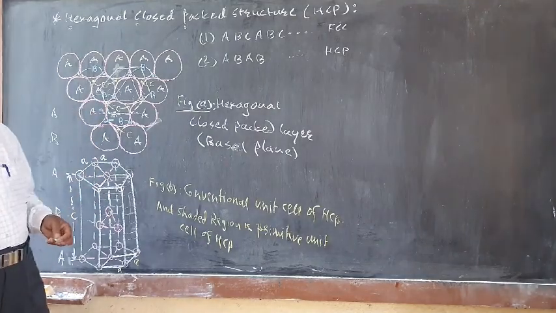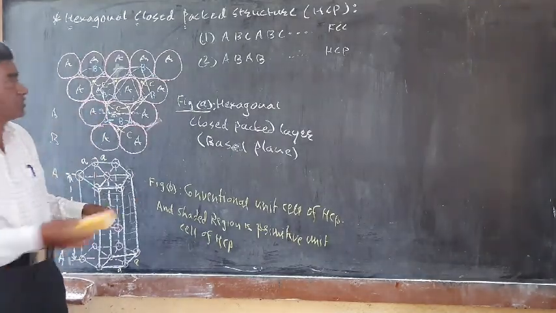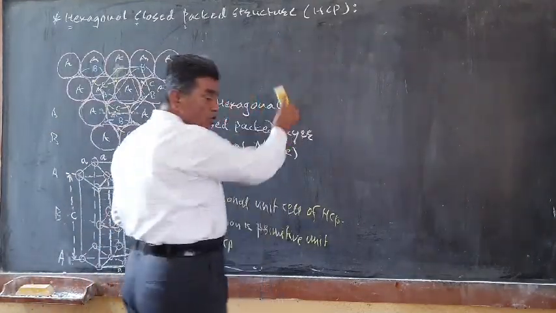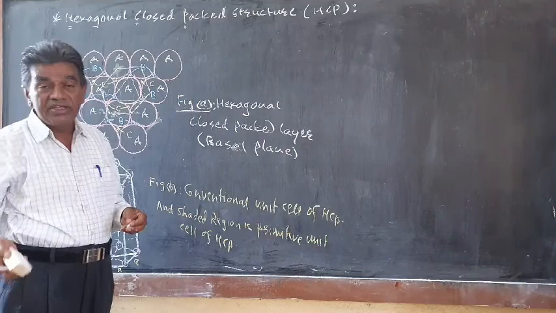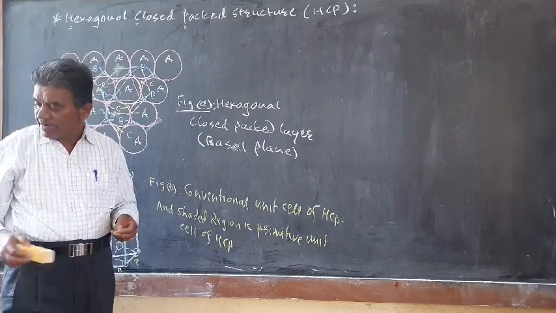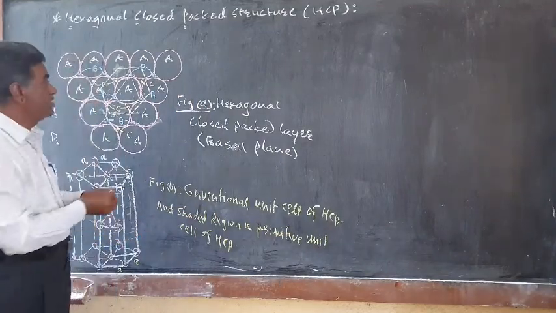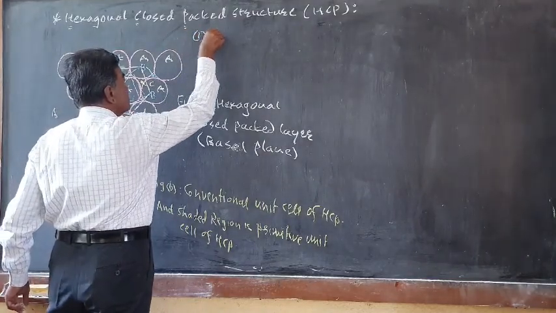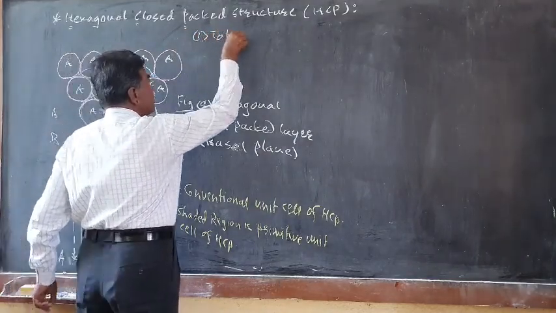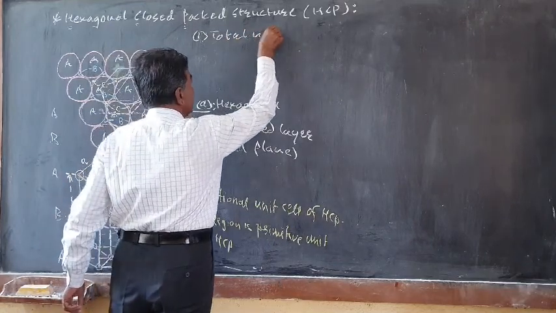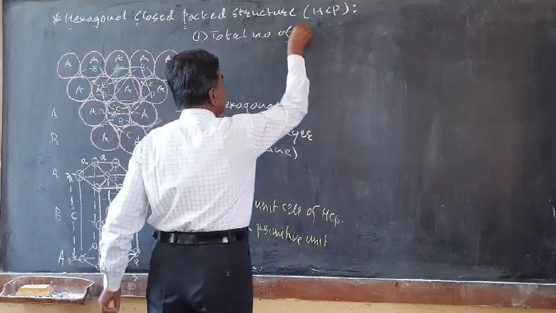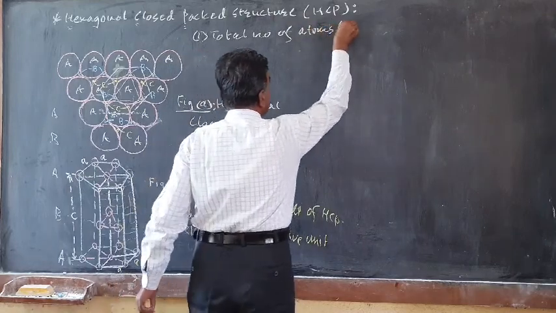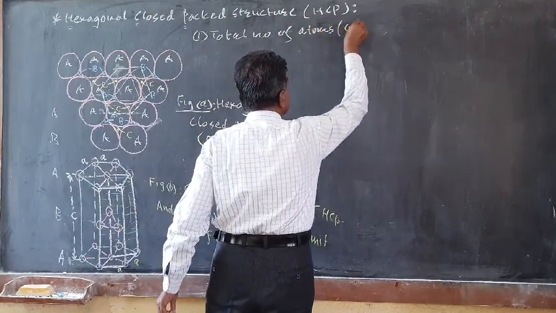Now we have to determine, as usual, the parameters: total number of atoms per unit cell, coordination number, relation between lattice constant and radius of the atom, and atomic factor. So the first is the total number of atoms per unit cell, or the conventional unit cell.